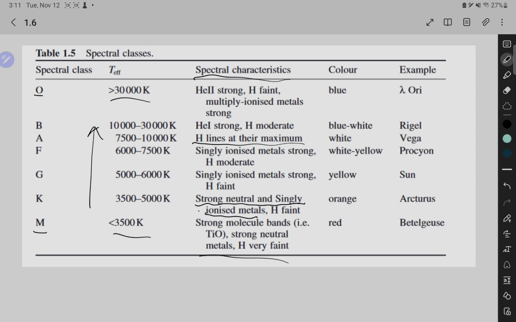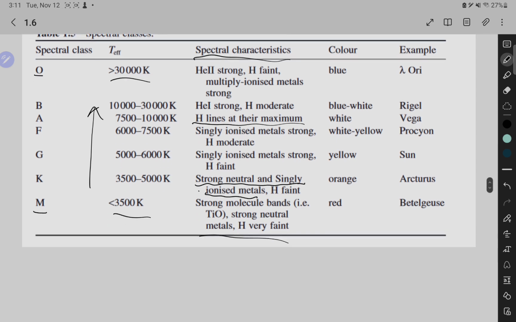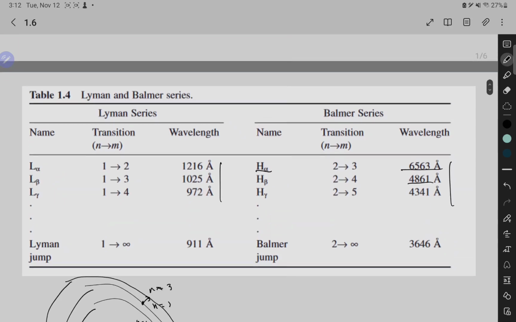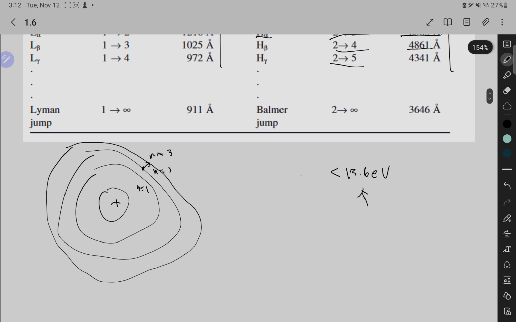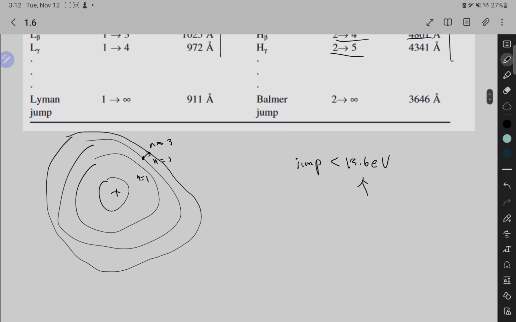And then hydrogen lines eventually are going to peak. At one point, if you look at B, it went from maximum to moderate, because at that point the temperature is so high that it has fully ionized some of the hydrogen. So in that case, there wouldn't be any jump between levels, right? Because when we talk about H lines, we're talking about these jump transitions, and all these energies are less than 13.6 eV, because this is the jump, let's call it, right? This is the energy it takes to ionize the hydrogen.